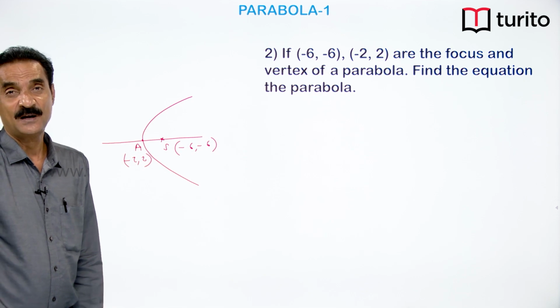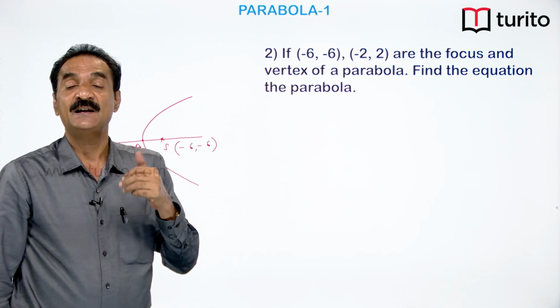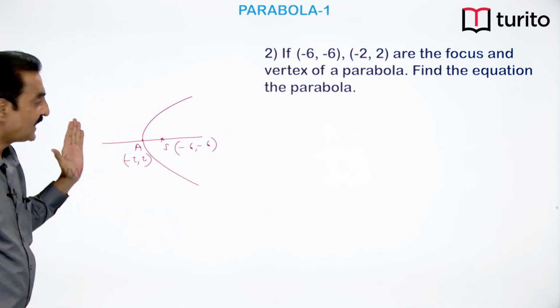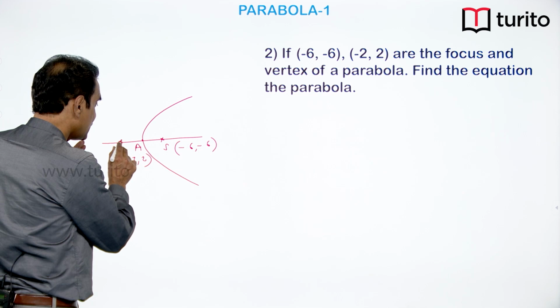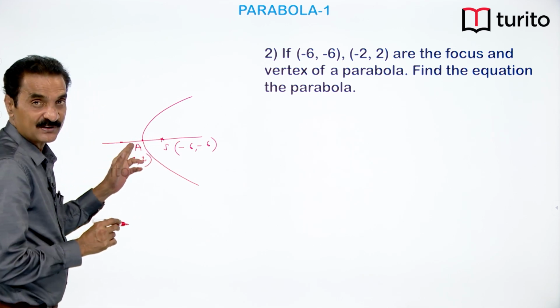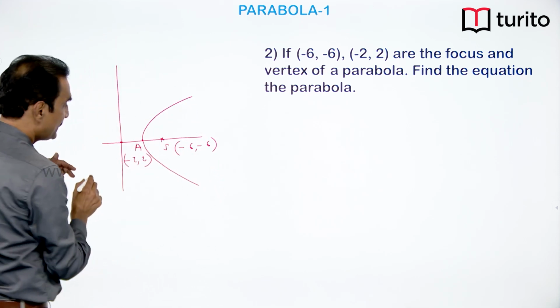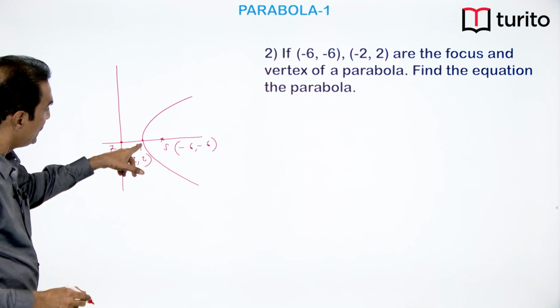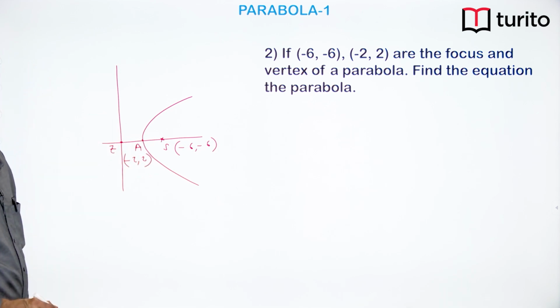For finding the equation of the parabola, we need the focus. Focus is given, and along with the focus, what else do we need? The equation of the directrix. How will the directrix be here? We already discussed that A will be equidistant from the focus and directrix. So, the directrix will be somewhere here. This is Z. This is the directrix. A will be the midpoint of ZS.